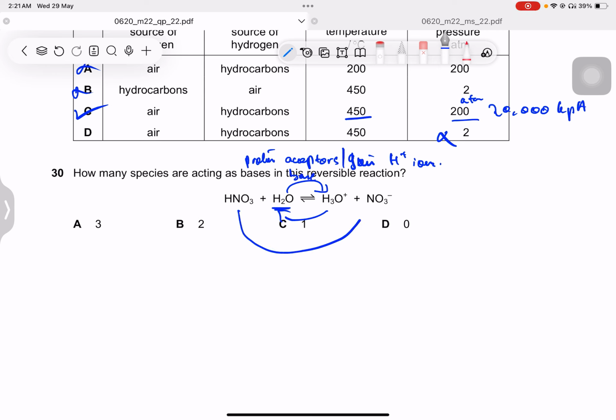And if you look at this, this lost an H. So this means that when we go in this direction, the NO3 minus should gain the H to become nitric acid once again. So this is also accepting a proton. The protons are basically hydrogen. So this is 1 and this is 2, option B, because they will accept hydrogen atoms to follow the reaction mixture.